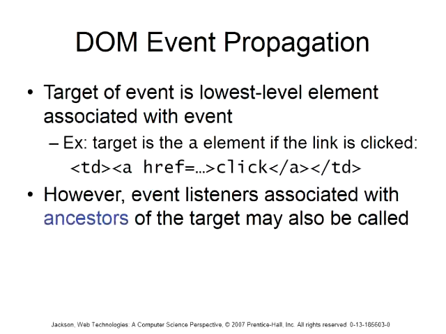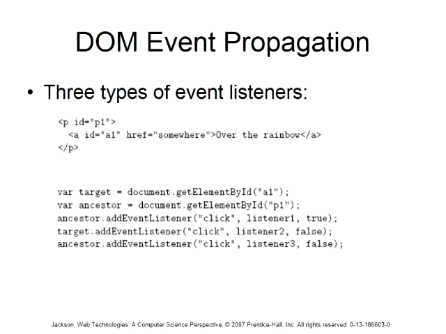Let's move now to DOM event propagation. So the target of an event is the lowest level element associated with the event. Example: the target is the A element if the link is clicked. So in our case, the target is the A element if the link is clicked. However, event listeners associated with ancestors of the target may also be called.